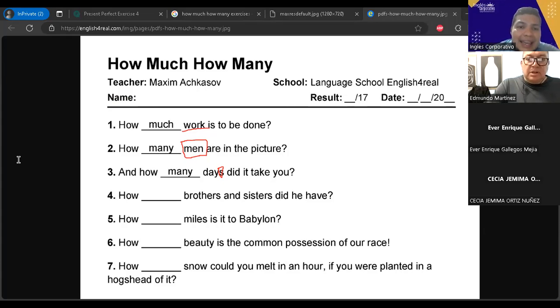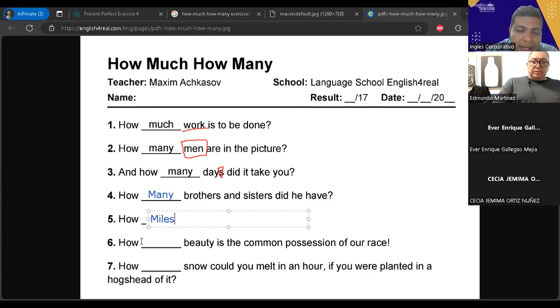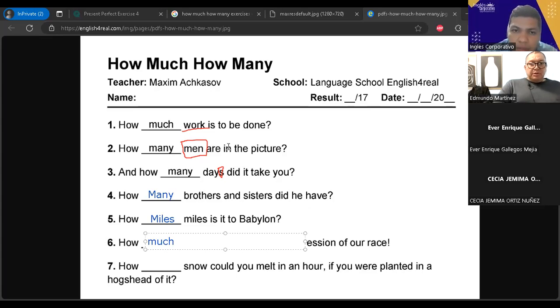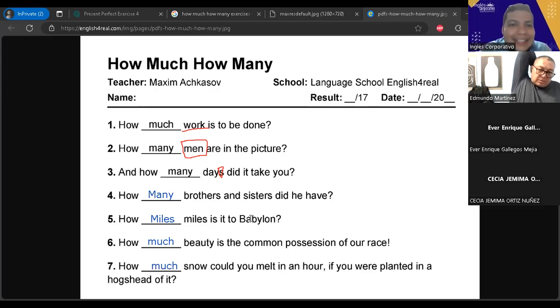How many brothers did he have? How many brothers? All right. Excellent. What about number five? How many miles? Exactly. There we go. And then what about the next one? Number six. How much? Why is how much? De tanto. It's beauty, la belleza, right? And then number seven. ¿Qué es number seven? How much snow? It's much, exactly. Porque la nieve, it's kind of difficult to count here. All right, excellent. Thank you very much.